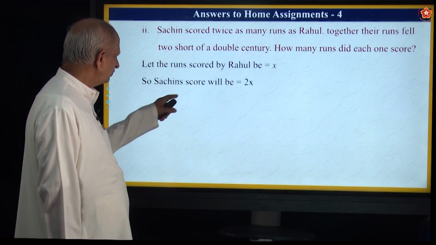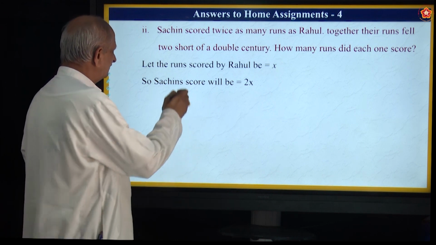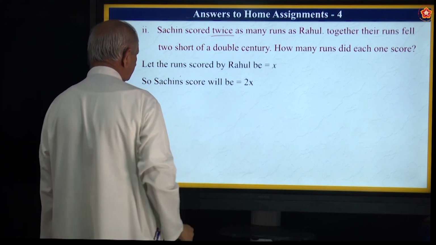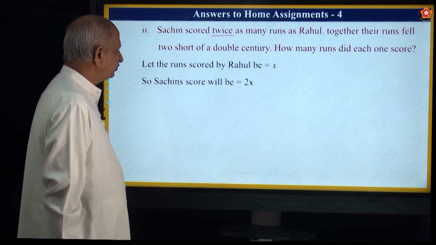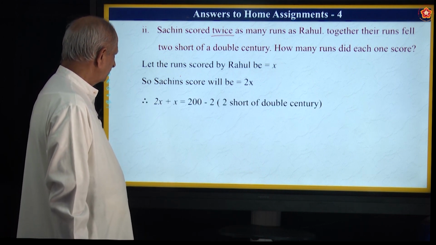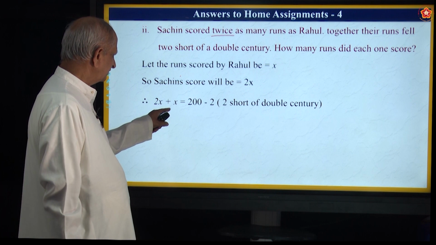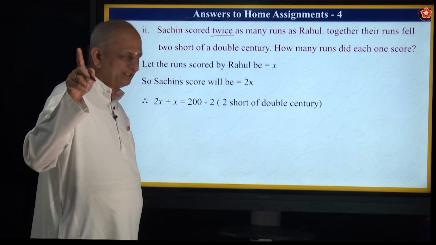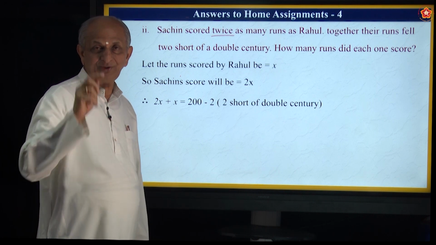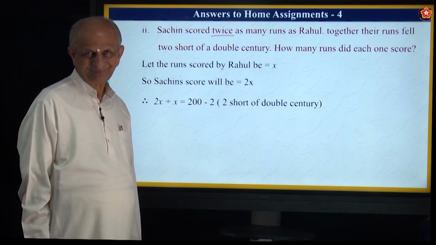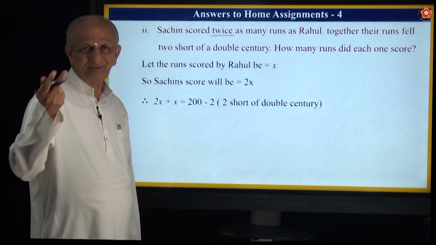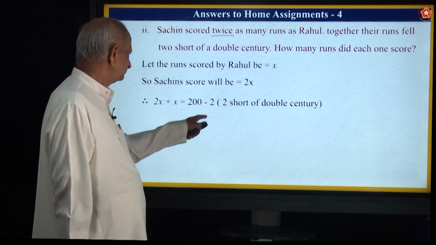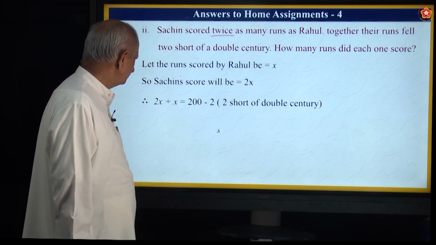Now Sachin's score will be twice as much, so Sachin's score becomes 2x. So 2x plus x is equal to 200 minus 2, 2 less than the double century. Century means how much? 100. Double century means 200. So 2 less, so 200 minus 2.